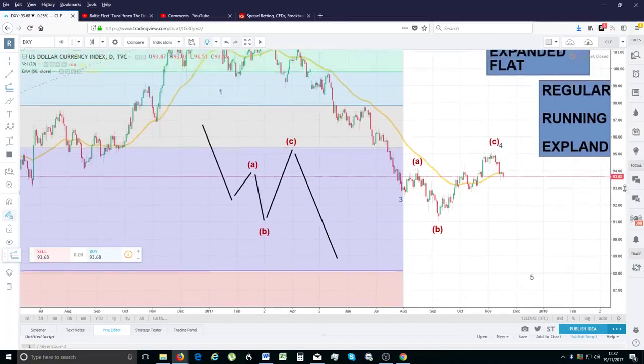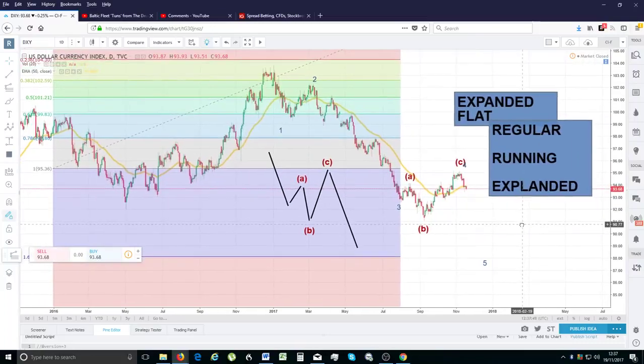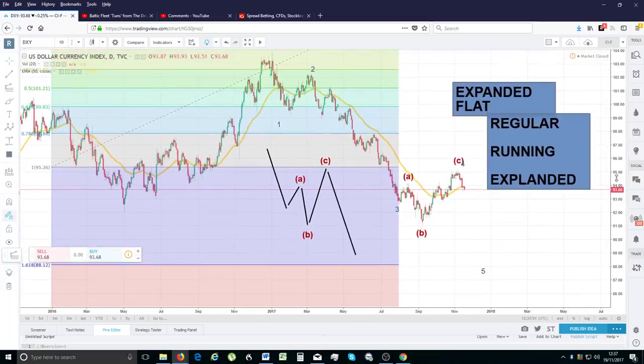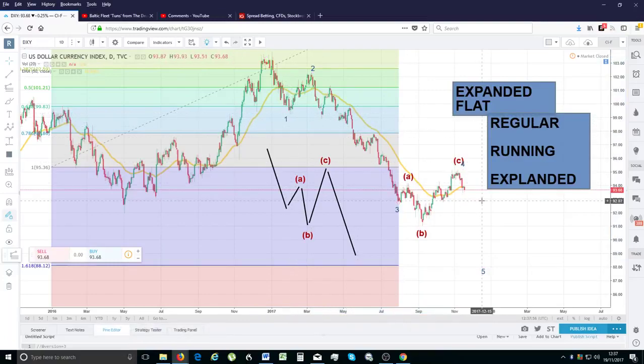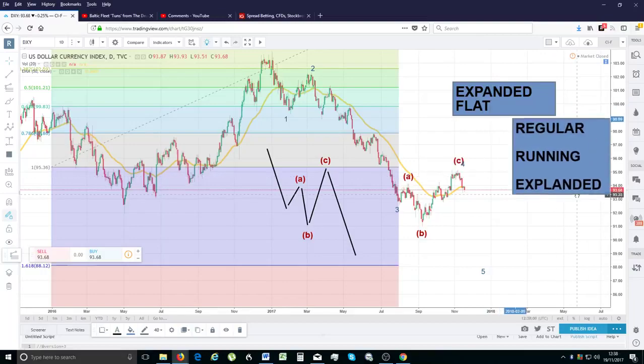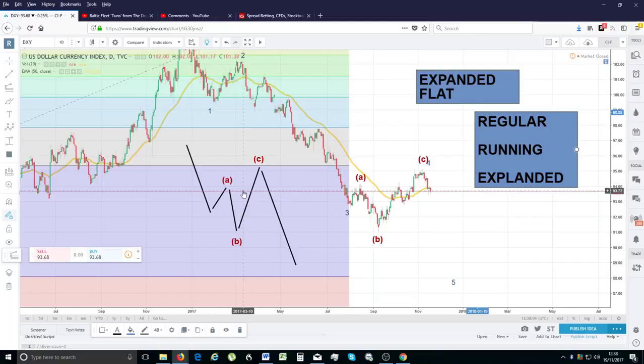So expanded flats are great. I could show you numerous examples. I was tracking the dollar over the last couple of weeks, so that's why I've shown it to you here. And the SPX, everyone knows about that move down. And yeah, it's fascinating. These are where you can make the money. So Elliott wave alongside Fibonacci, honestly, it's fascinating in terms of time.